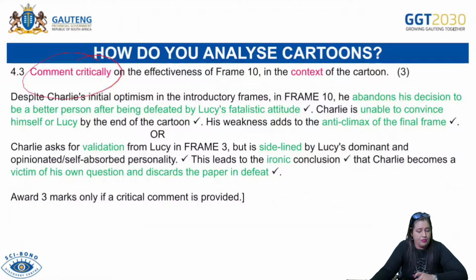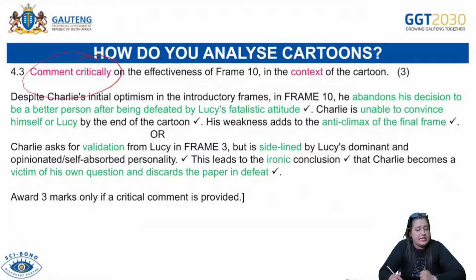That's the last frame of the cartoon in context of the cartoon. So here we're saying, despite Charlie's initial optimism in the introductory frames, in frame 10, he abandons his decision. Remember, he's standing there and he sighs and he just throws the paper away. So he abandons his decision to be a better person after being defeated by Lucy's fatalistic attitude. So in other words, she believes nothing's going to change. There's no need to do anything different. It's going to happen again, and she's just defeated by that. All right, that's your 1 mark there.